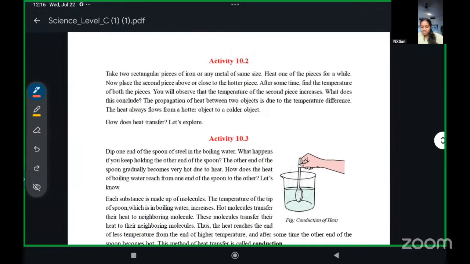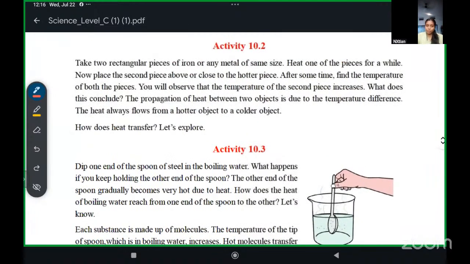Now, how does this heat propagate or how does this heat move or transfer? We will see. There is an activity. Take two rectangular pieces of iron or any metal of the same size. Heat one of the pieces for a while. Now, place the second piece above or close to the hotter piece. After some time, find the temperature of both the pieces. You will observe that the temperature of the second piece has increased. What does this conclude?